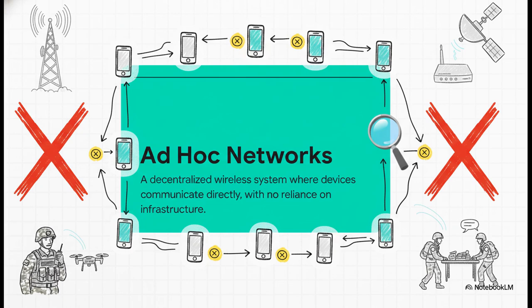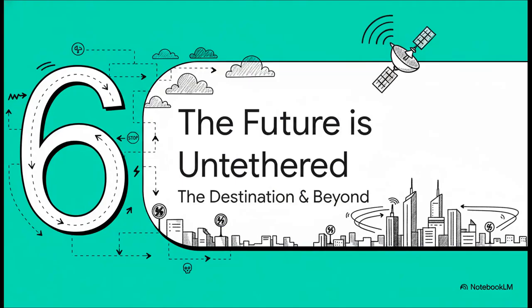But what happens when there's no infrastructure at all? No routers, no cell towers, nothing. What then? That's where these amazing things called ad hoc networks come in. In these setups, devices talk directly to each other, passing messages along almost like a bucket brigade. They are super resilient, which makes them perfect for things like military operations or disaster relief when normal networks are completely down.